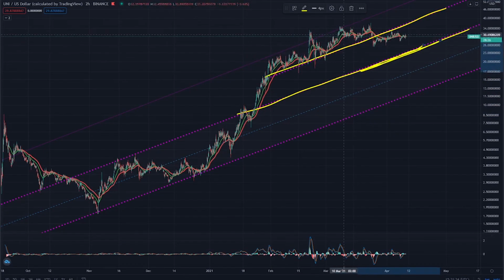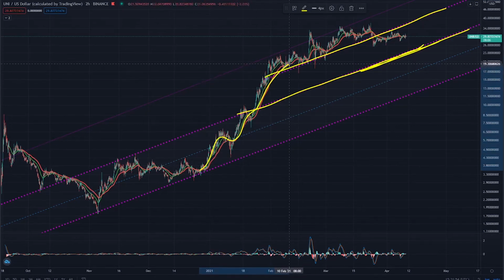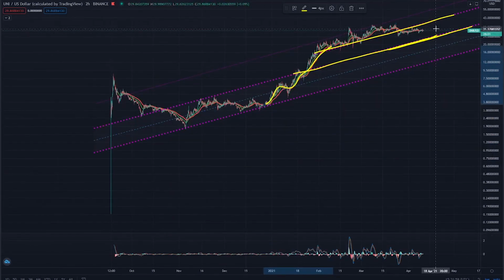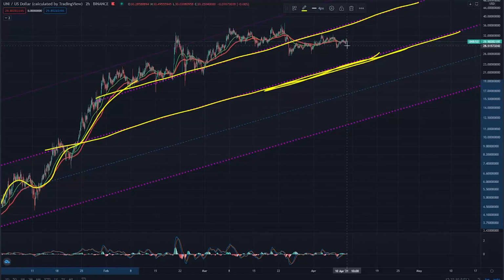However, we can safely say that Uniswap has slowed down quite significantly from the very parabolic times in the December, January and February period. But still, we are in an uptrend and there aren't any major resistances above those prices, so it doesn't look that bad.